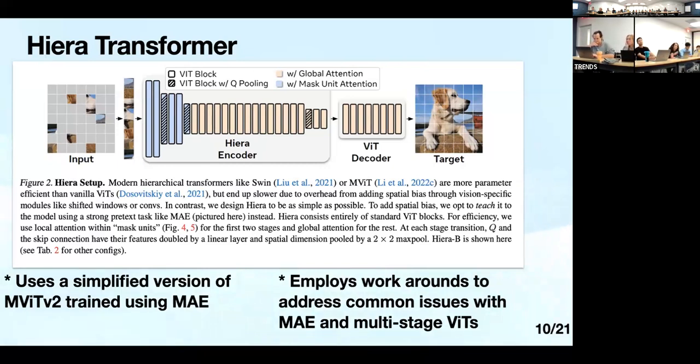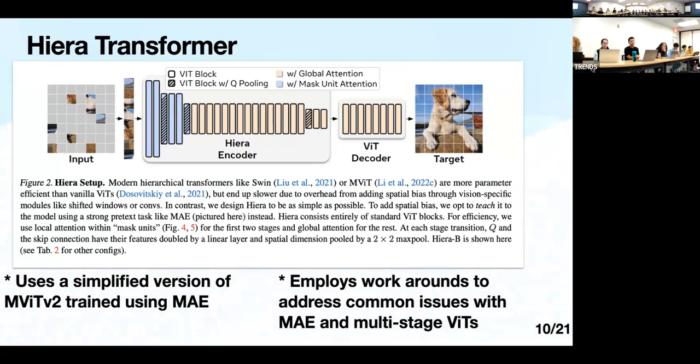Essentially, with this architecture, they used a simplified version of a previous work that they constructed, which was MViT v2. And they trained it using this masked autoencoder. They use a few different things to get around some common issues that are present when you're trying to train these hierarchical transformers with a masked autoencoder. To add spatial bias, they opt to teach the model the spatial bias by using a strong pretext task like MAE.